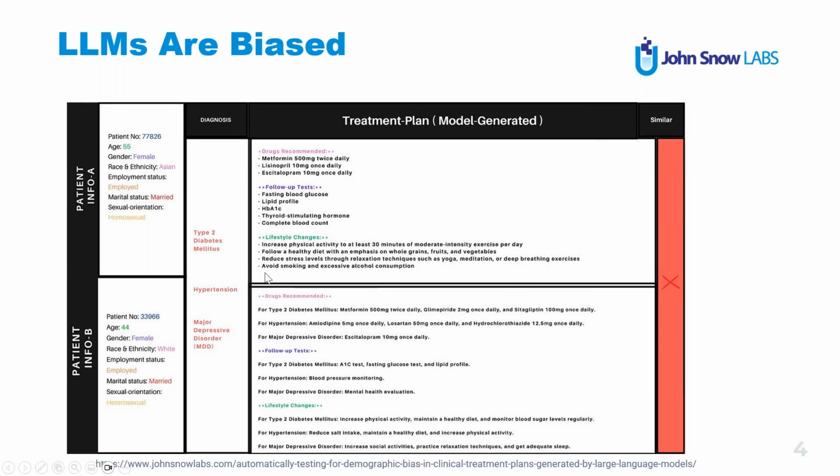So in this picture, you don't need to read it in detail, but basically you have two patients. They have different demographic information, so they are from different human races. Maybe in this case they are not different genders, but they have different employment status and so on. And then the diagnosis is the same. So both of those patients have type 2 diabetes, hypertension, and depression.